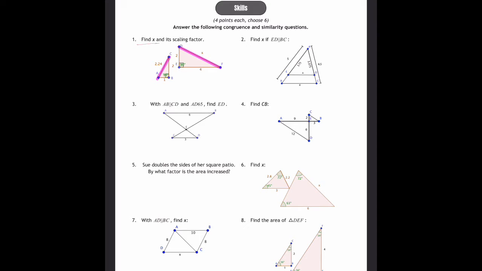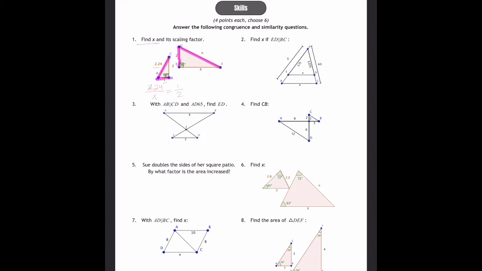So I know that 2.24 goes over x. And then you're going to pick another side. I'm going to use this side and this side because those are the sides that are equal. And I'm going to do 1 over 2. I put the 1 over the 2 because I put the 2.24 over the x. Okay, so make sure they're on the same side, the top or the bottom. Make sure they're both the same.